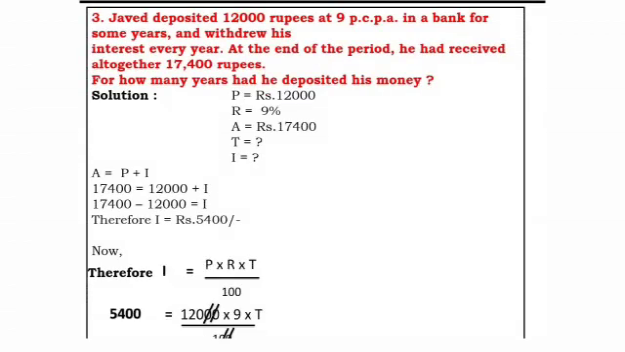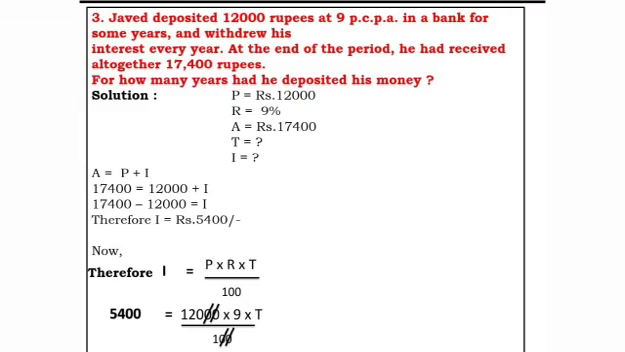Now the third sum. Javed deposited 12,000 rupees at 9% per annum in a bank for some years and withdrew his interest every year. At the end of the period, he had received altogether 17,400 rupees. For how many years had he deposited his money? So here your principal is rupees 12,000 and your rate of interest is 9% per annum. And here what they have given you? They have given you the amount, that is rupees 17,400.